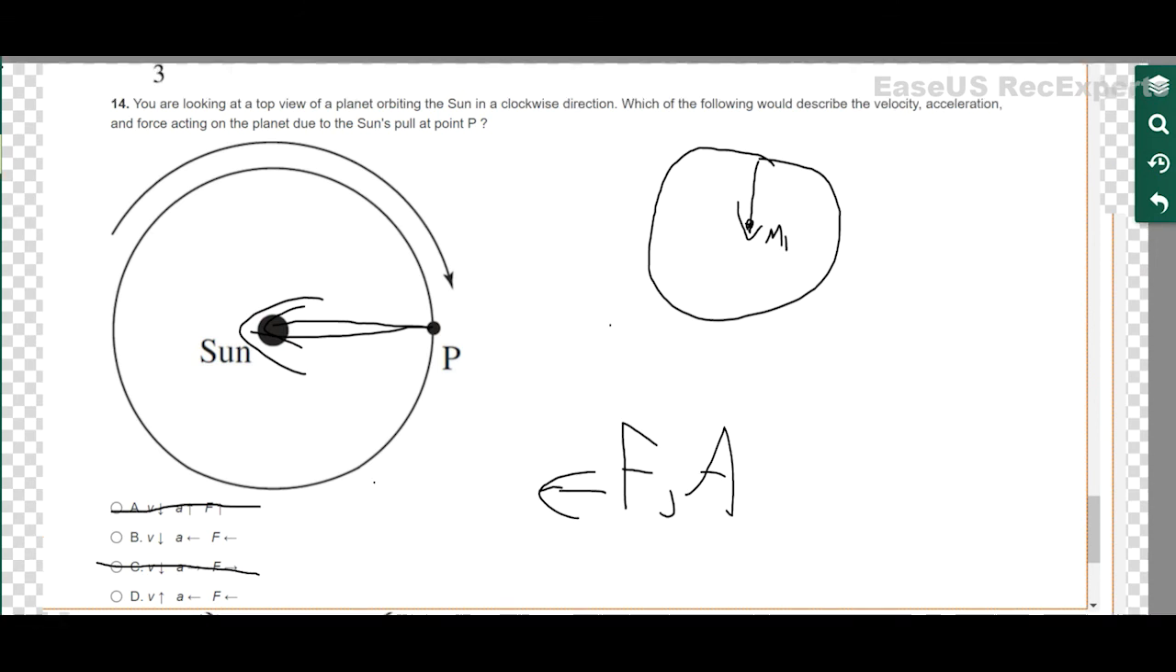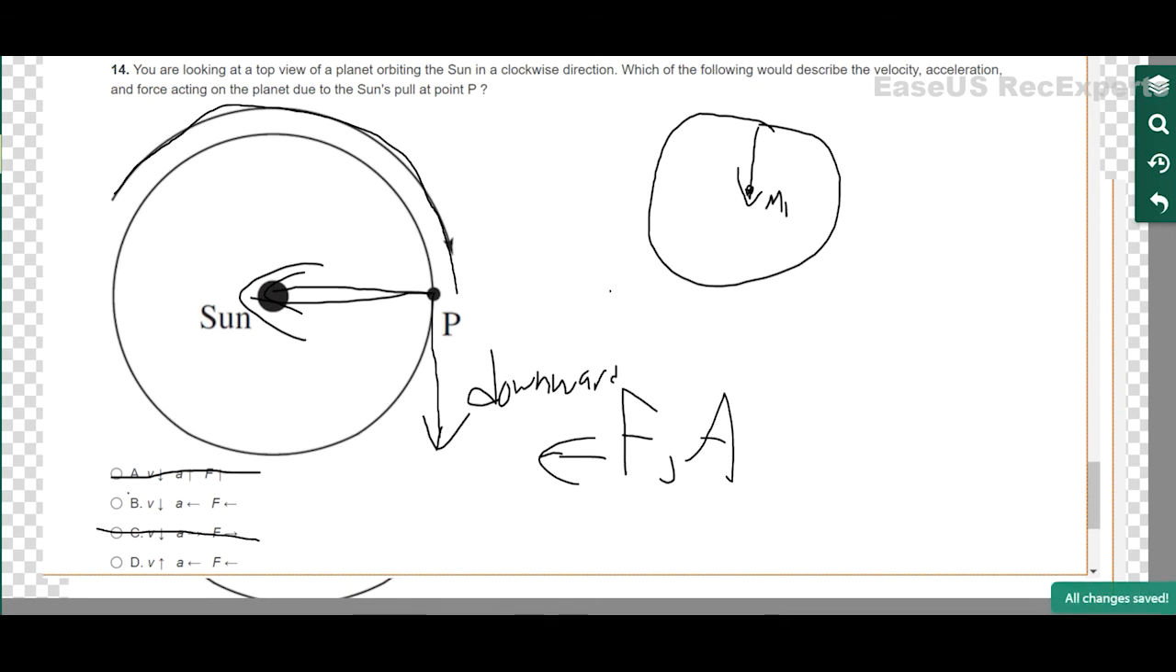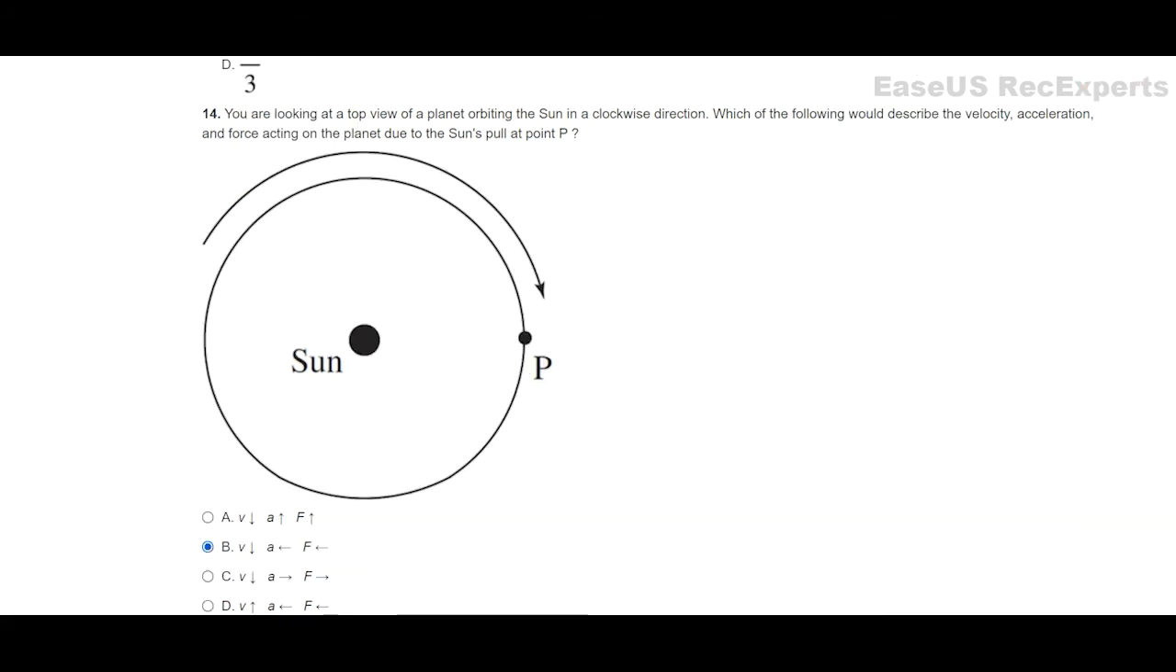Now our velocity, because we are moving in a clockwise direction, and by this diagram, your inertia is still moving downward, or from our perspective, downward. So yeah, at this particular moment, you are still heading downward. You're heading at a tangential path to the circle. And that corresponds to choice B.